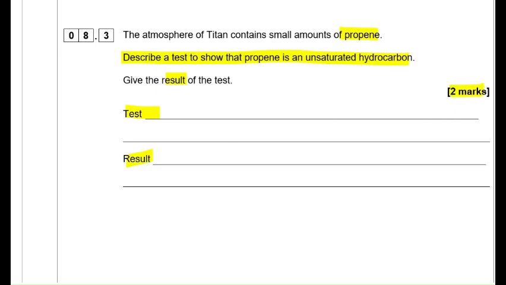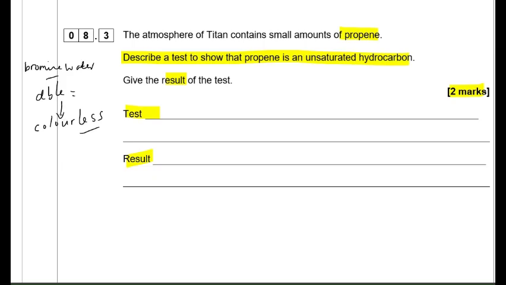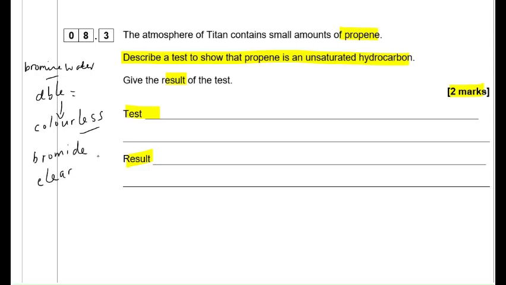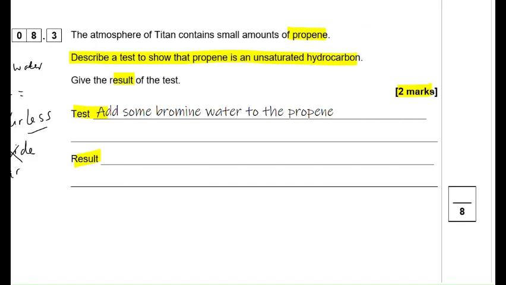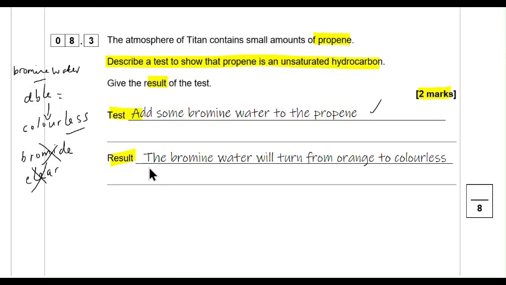Now, this is about the bromine water test, and an unsaturated hydrocarbon has a double bond in it, and bromine reacts across that double bond. And when you add the bromine water, it becomes colourless. Do not use bromide, it's bromine, and when you're describing the test, it is not clear. Do not use the word clear, use the word colourless. So for the first mark, we add some bromine water to the propene, and for the second mark, the bromine water will turn from orange to colourless.